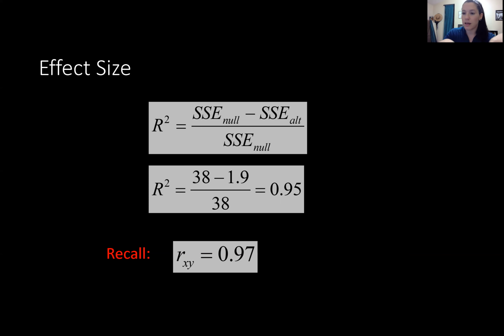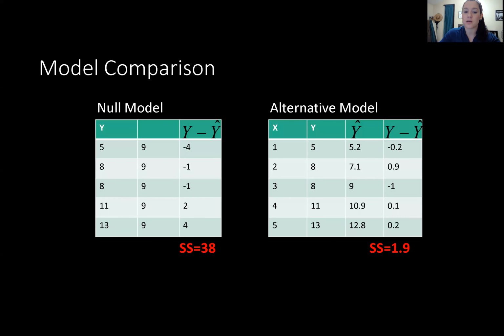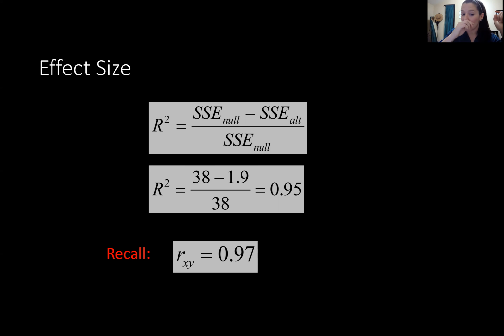So notice that formula, what you're really doing is removing the null hypothesis, so you're only getting the effect for the sum of squared errors of the alternative hypothesis. The null hypothesis is getting wiped out. So 38 minus 1.9 over 38, let's go back. There's your 38, there's your 1.9, so there's your sum of squares for the null, sum of squares for alternative, divided by sum of squares for the null. That gives you an r squared of 0.95.